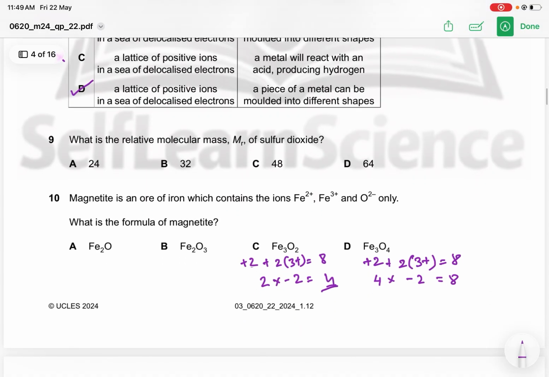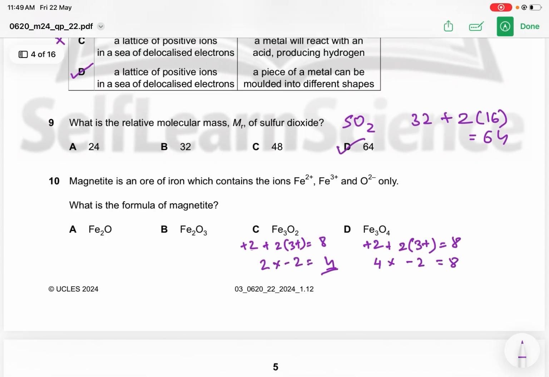Next, what is the relative molecular mass of sulfur dioxide? So sulfur dioxide is SO2. You can use the periodic table. Sulfur is 32 plus 2 times the atomic mass of oxygen, which is 16. Okay, and this is going to give us 64. That is D.